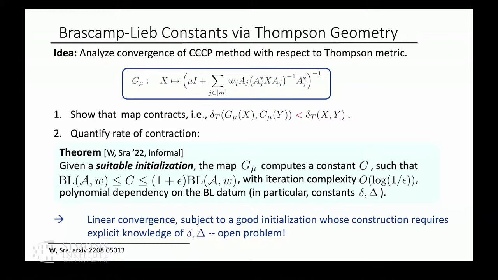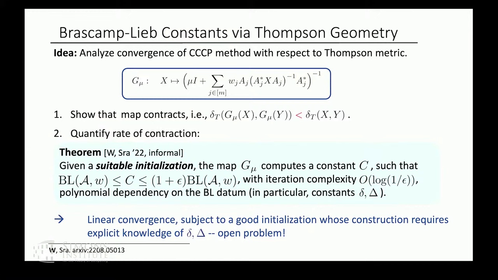We have a regularized map that at least empirically does seem to converge at a linear rate. And it has a polynomial bit complexity in the size of the Brascamp-Lieb datum, but it is only subject to a good initialization. And in order to completely solve the problem, we would need to be able to efficiently compute a suitable initialization, which is currently open.